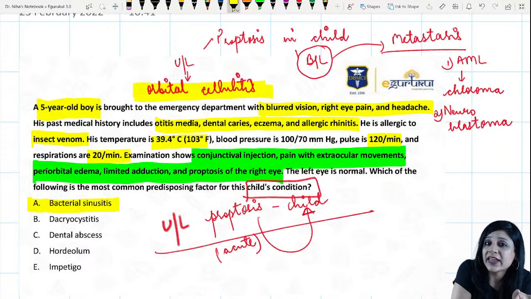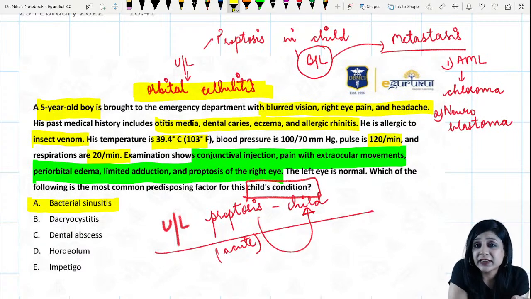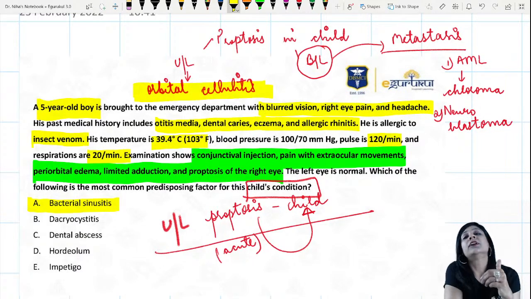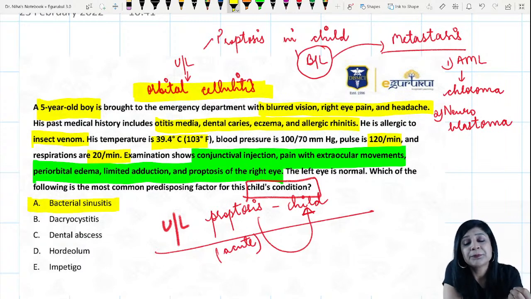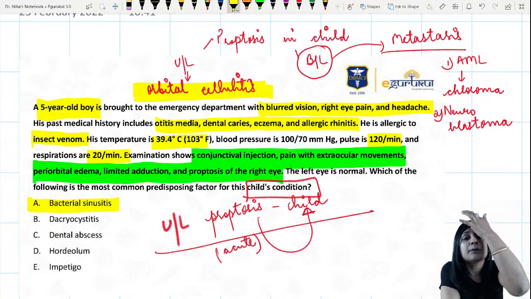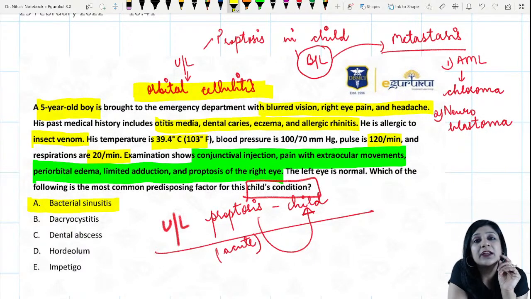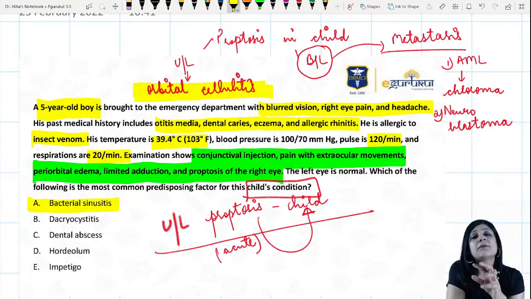Now, I have so many things in my mind. Because this is a child, you are thinking along the lines of orbital cellulitis. But if it were an adult, I would have thought of cavernous sinus thrombosis also. If there is a comorbidity, a diabetic patient maybe, or an immunocompromised patient, a COVID patient, then we can also think about orbital mucormycosis. Orbital mucormycosis is also a rhinocerebroorbital disease.